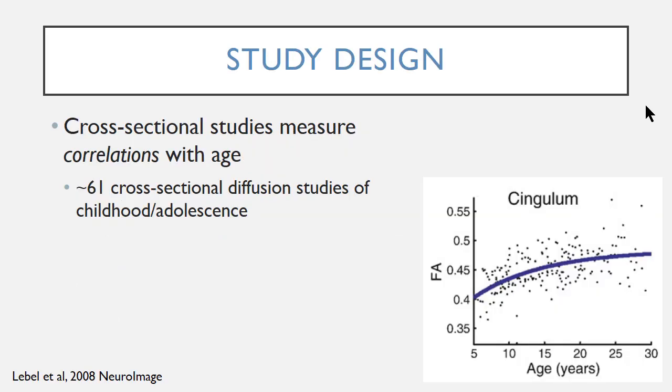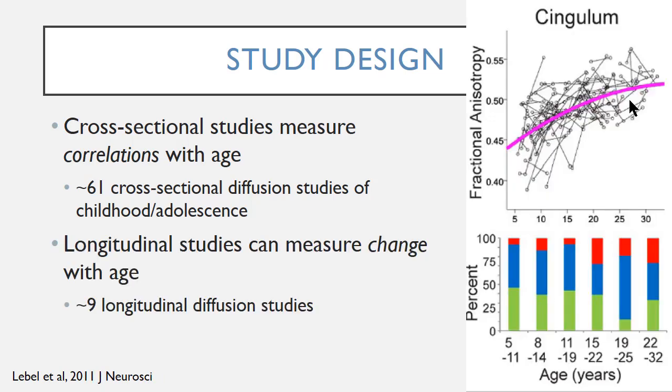So there are a couple of key choices in study design, and most of the studies are cross-sectional in nature. These studies can measure correlations or relationships with age. They do not measure change. Almost all of them talk about age-related changes. None of them are actually measuring that. They're measuring relationships between a diffusion parameter and age. So this is about 61 of approximately 70 studies that we identified.